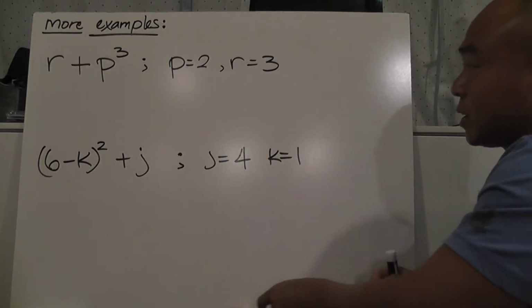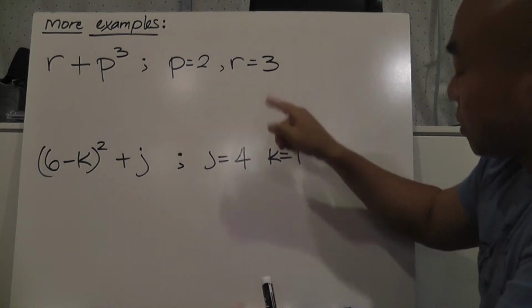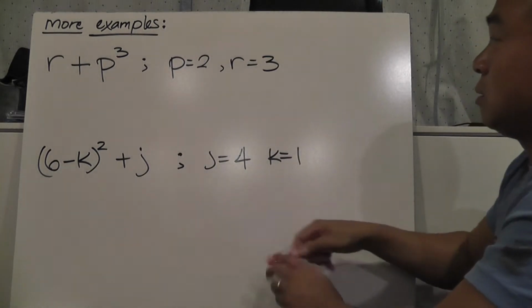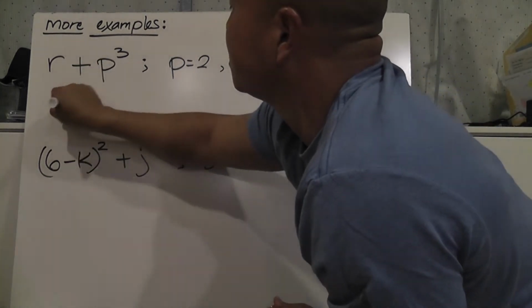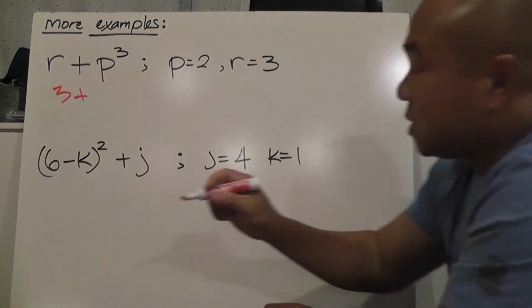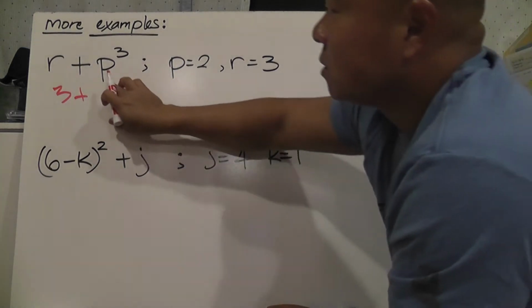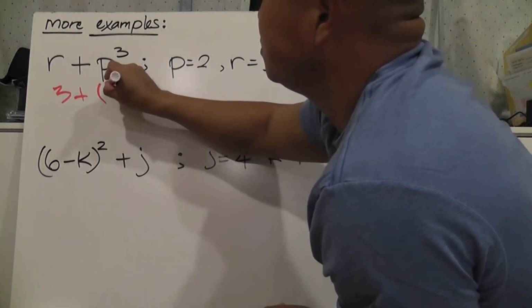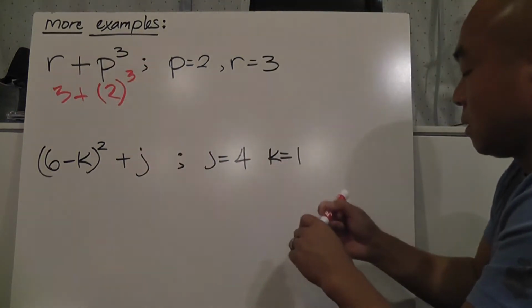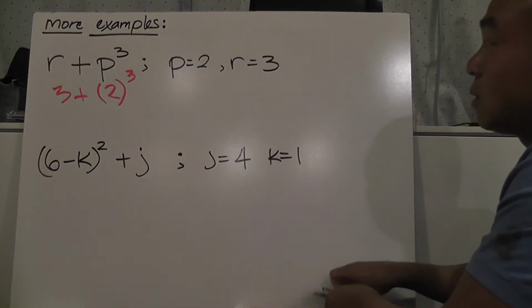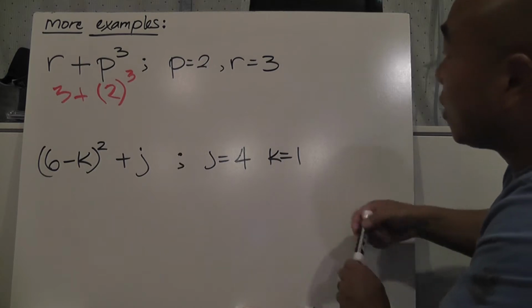These are more examples right here. So let's plug in certain numbers. Let's start off with the R, because that's the first one that we have. So here we have 3 plus, and again, we're going to place in parentheses that P. The P is 2, and then that's your 3 right here. Alright, let's go ahead and rewrite our PEMDAS.